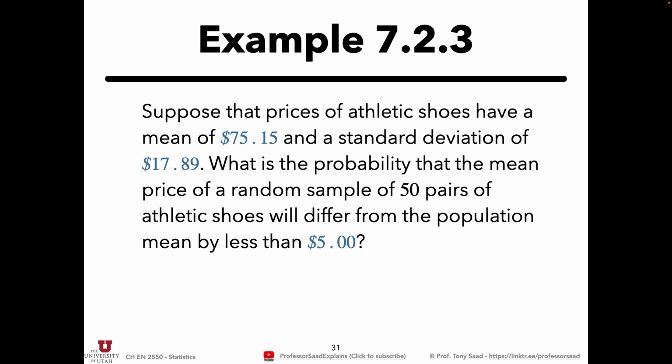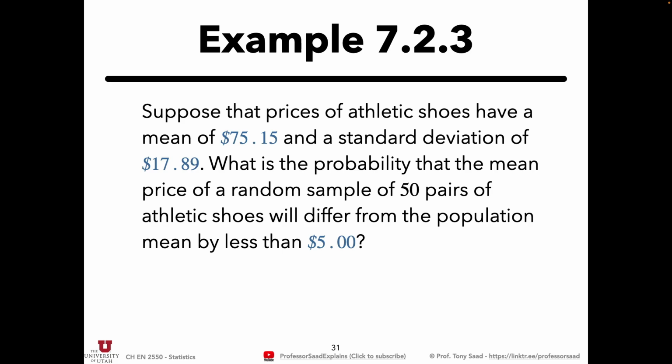Suppose that the prices of athletic shoes have a mean value of $75.15 and a standard deviation of $17.89. What is the probability that the mean price of a random sample of 50 pairs of athletic shoes will differ from the population mean by less than $5?